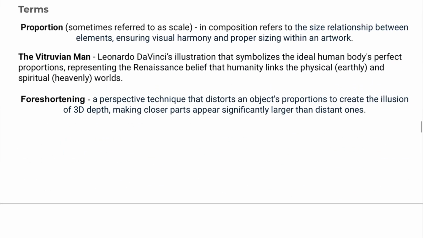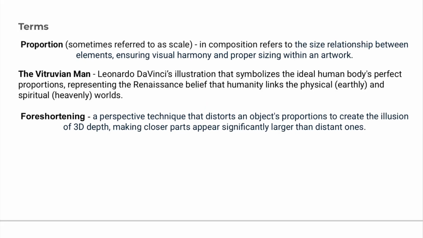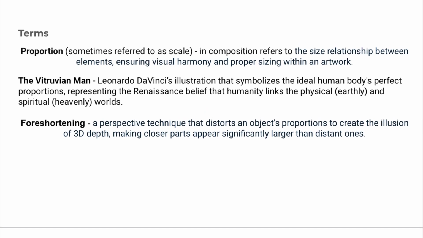So to review here, proportion, which is sometimes referred to as scale, refers to the size relationship between elements, ensuring visual harmony and proper sizing within artwork, or proper missizing. Maybe I'm making up a word there, but you get what I mean. The Vitruvian Man, the illustration by Leonardo da Vinci, symbolizes the ideal human body's perfect proportions, and represents the Renaissance belief that humanity links the physical and the spiritual worlds. And then foreshortening, a perspective technique that distorts an object's proportions to create the illusion of 3D depth.